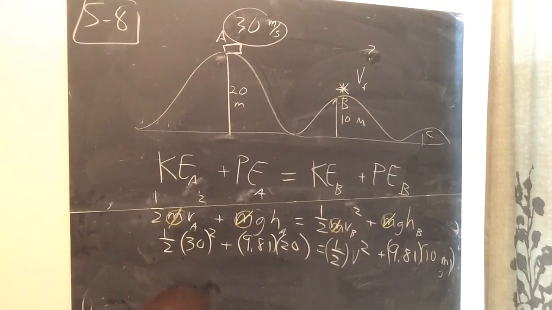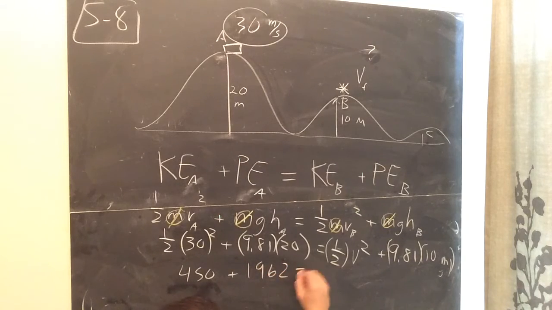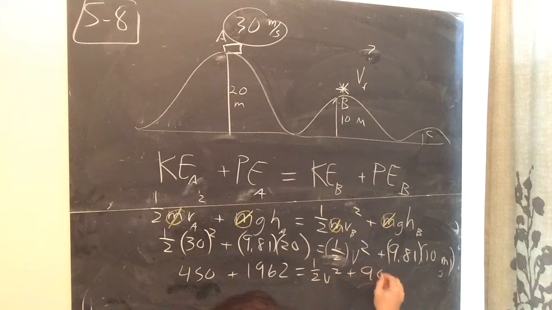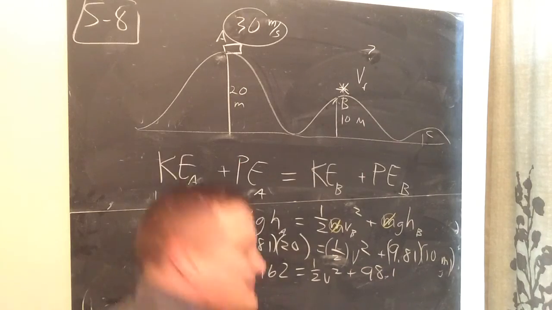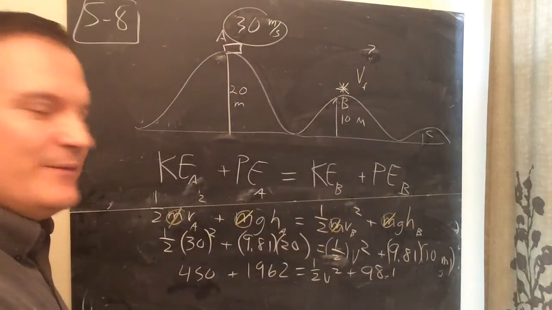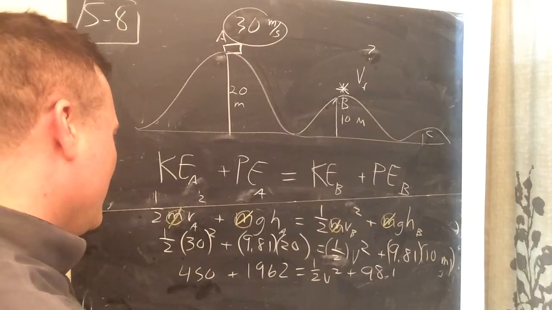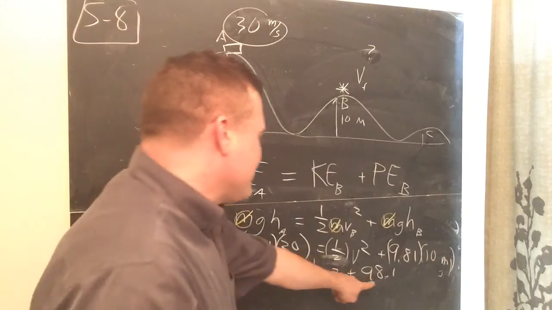So 30 squared, what is that, 900? I just made this problem up on the spot here because I thought it's easier to do like a worksheet. So it's 900, and half of that will be 450. So 450 plus 1962, I won't worry about the sig figs here, equals 1/2 v squared, oh boy, I'm going to really run out of space, plus 98.1. Okay, let me see, yeah, it actually is fitting here. You might not see it so good now. 450 plus 1962, 1/2 v squared plus 98.1.